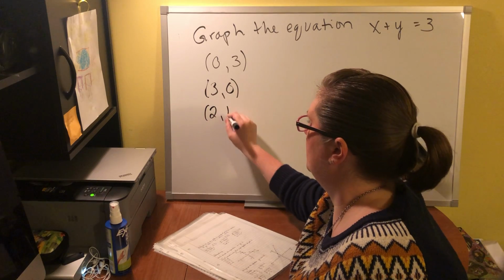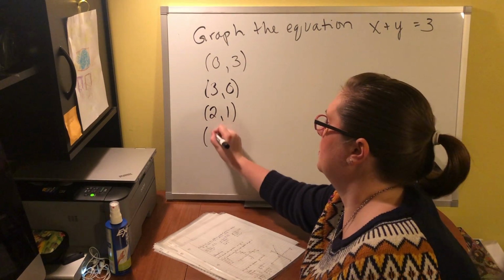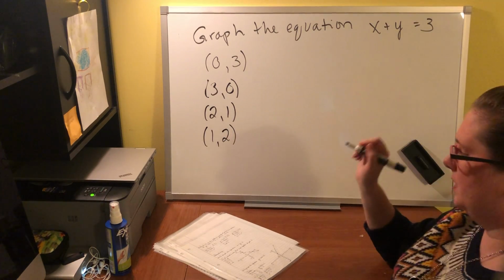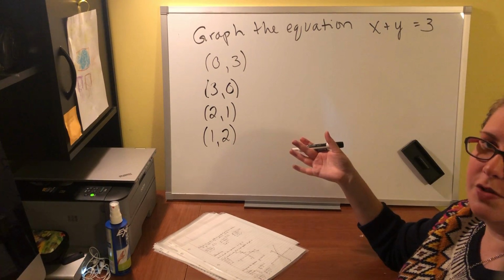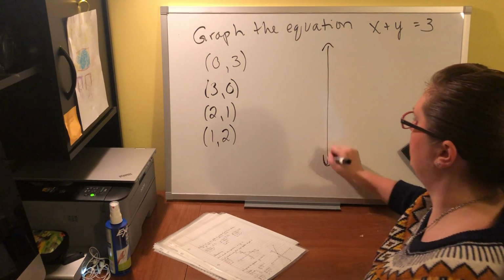Same thing if you looked at 2 and 1, right? 2 plus 1 is 3. This would work. And you can also reverse it, right? 1 plus 2 still equals 3. There's a couple others you can throw in there, but you get the point. Now we can go ahead and graph these.